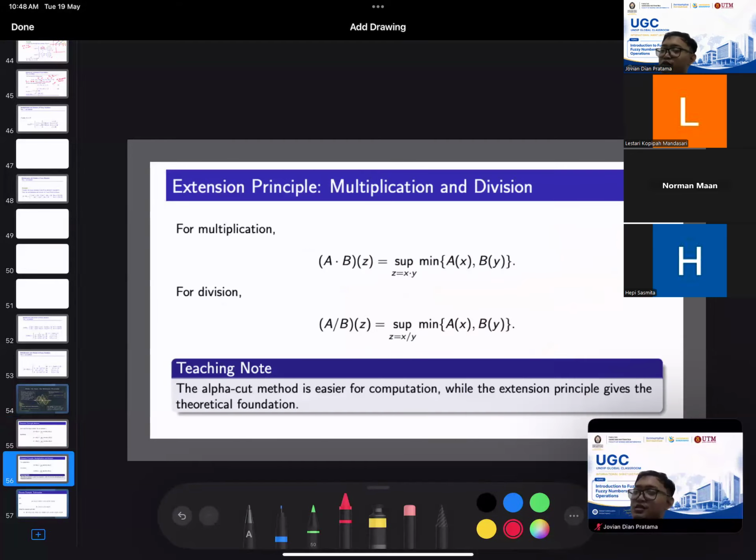So now we focus on this one. You must remember that D is basically the fuzzy number given to you in the form of discrete. So I try to give one example here.